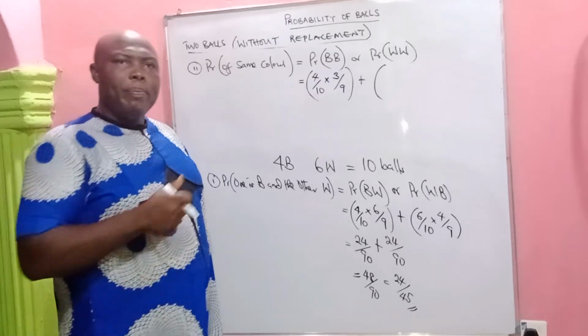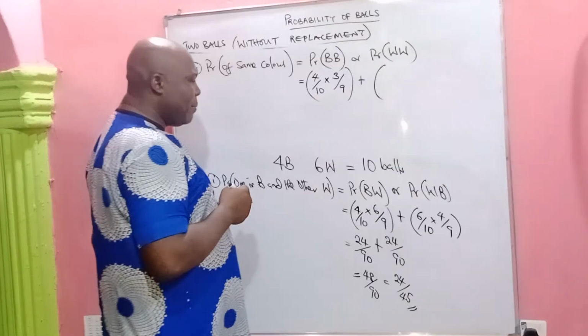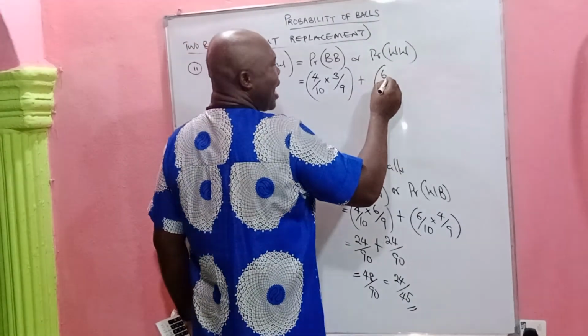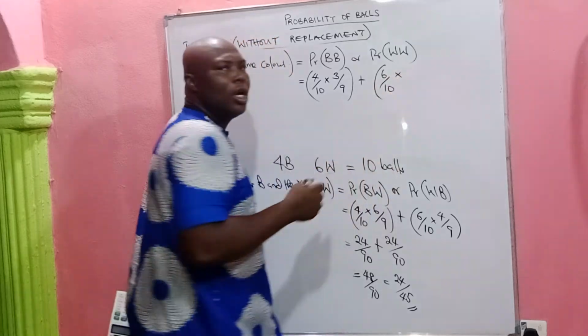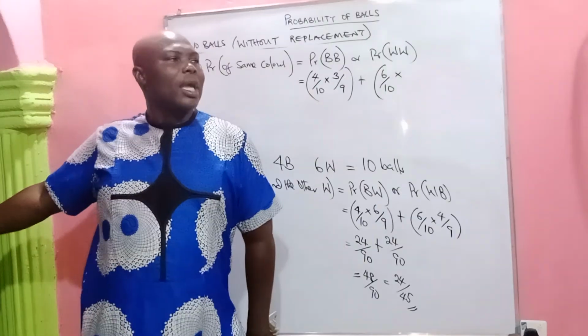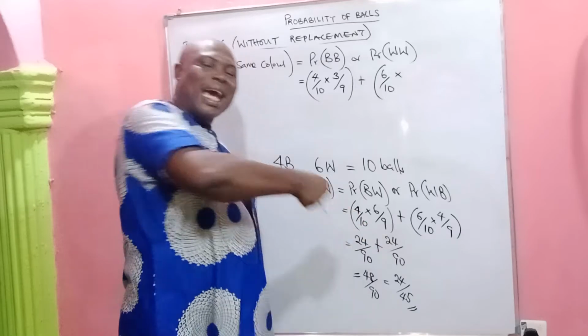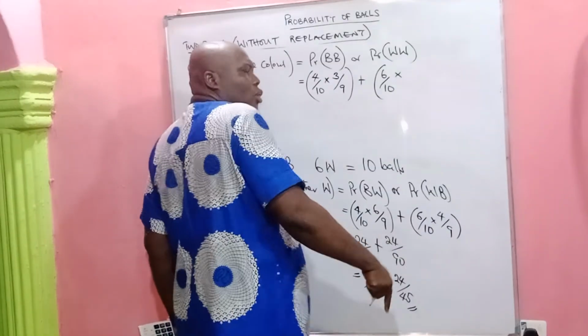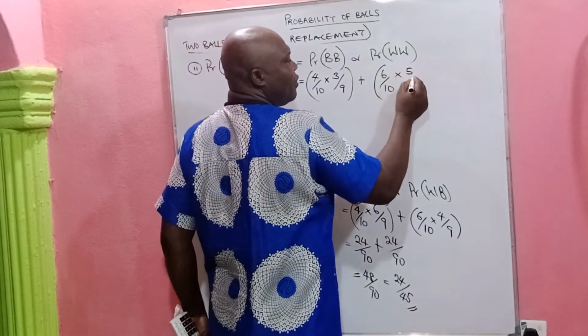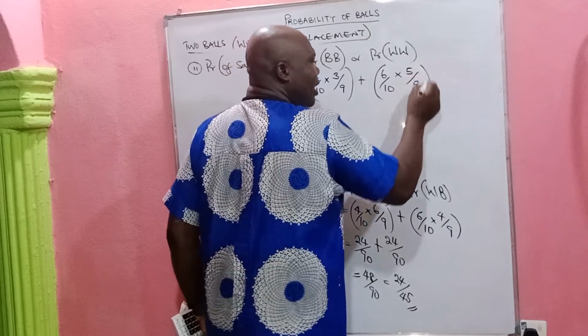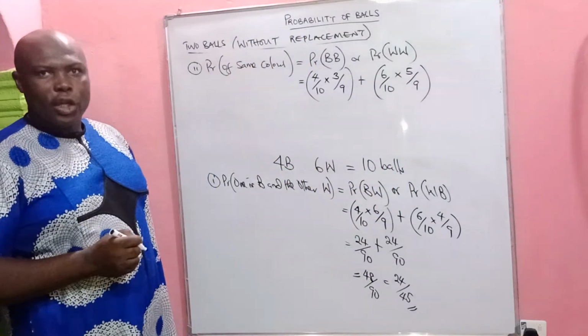Now we are starting again, but this time around, we pick the first ball and it is white. How many white balls do we have? 6 out of 10. And you dipped your hand without replacement. You kept the white ball. You dipped your hand. You picked another white ball. How many white balls do we have left in that bag? Only 5. And the total number of balls being 9, because you did not replace.